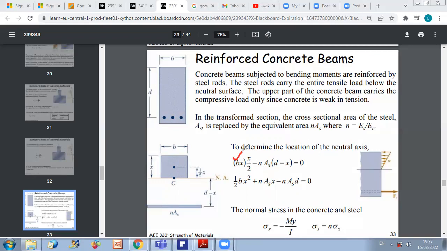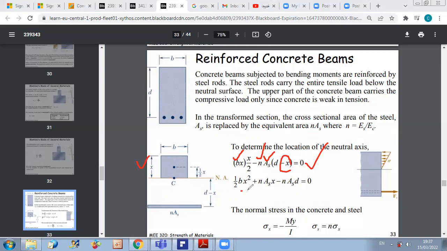B is given, okay? As is the cross-sectional area of steel, you can calculate it. n is the ratio of the modulus of elasticity of steel to the modulus of elasticity of your concrete. And then the only unknown in this equation is x, you got it. This is how you determine the position of your neutral axis.